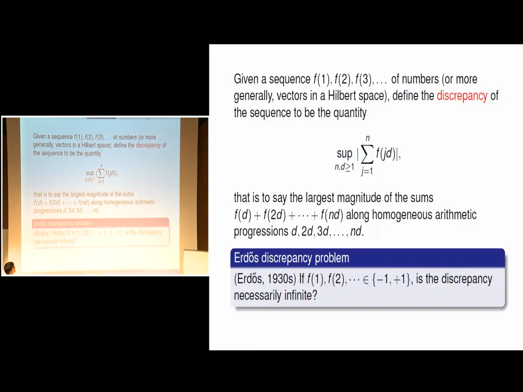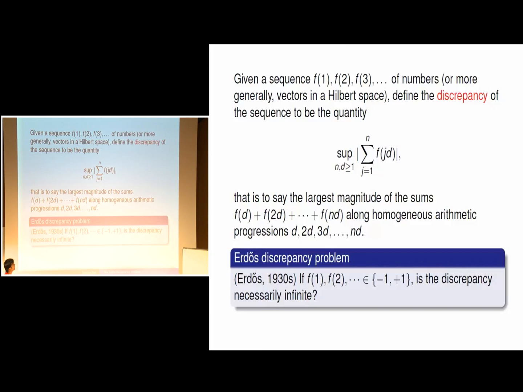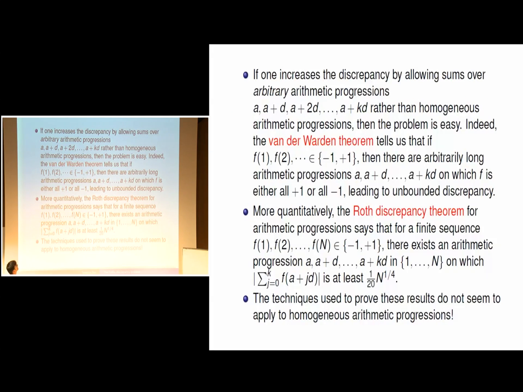It's difficult because of this homogeneous requirement that you're only allowed to sum over progressions that basically start at 0 in some sense. If you consider all progressions, the question is easier. If you take the sup over all progressions, a plus d, a plus 2d, and so forth, then the problem is easy, at least by modern standards.